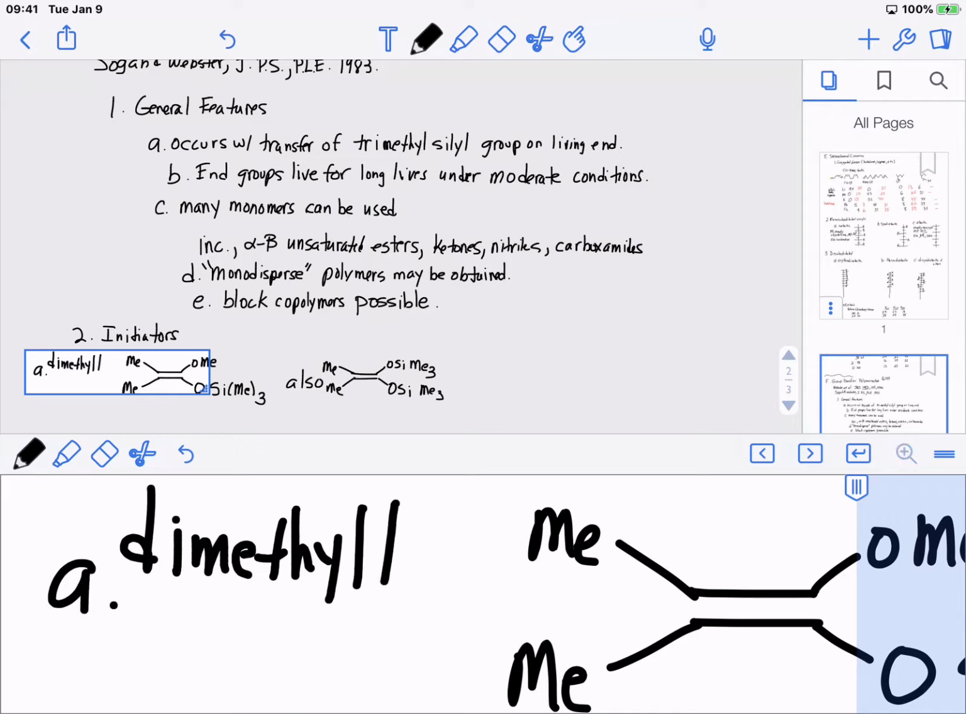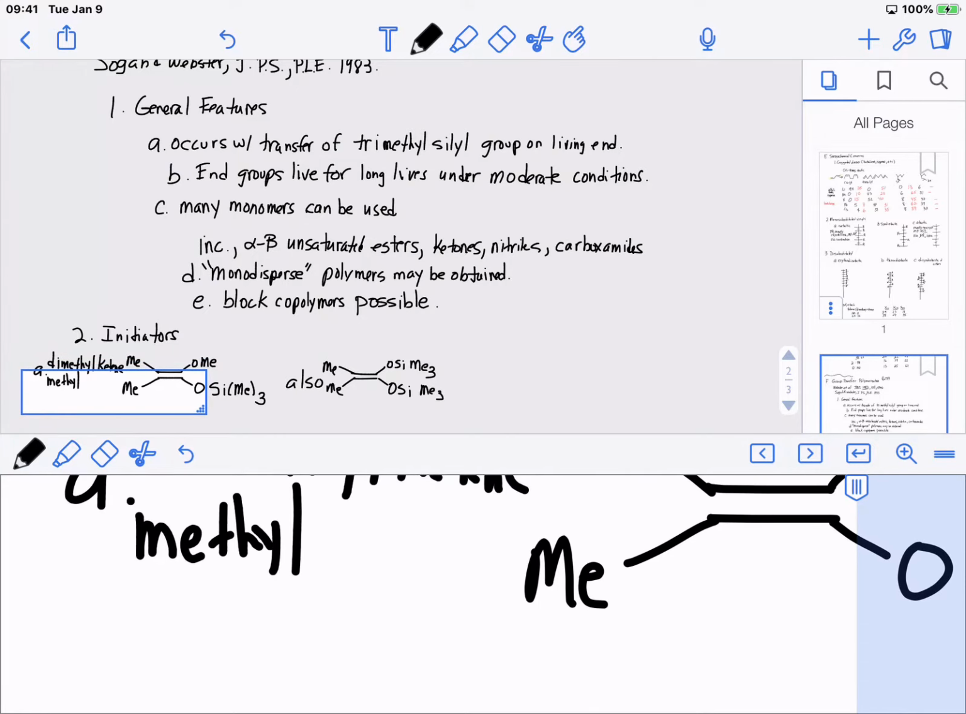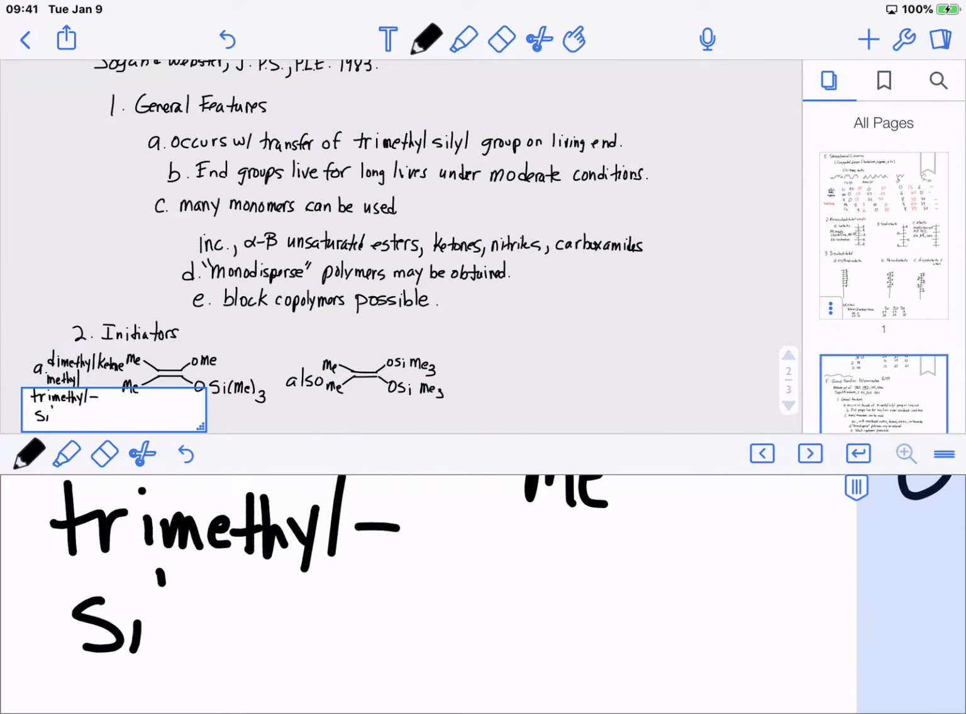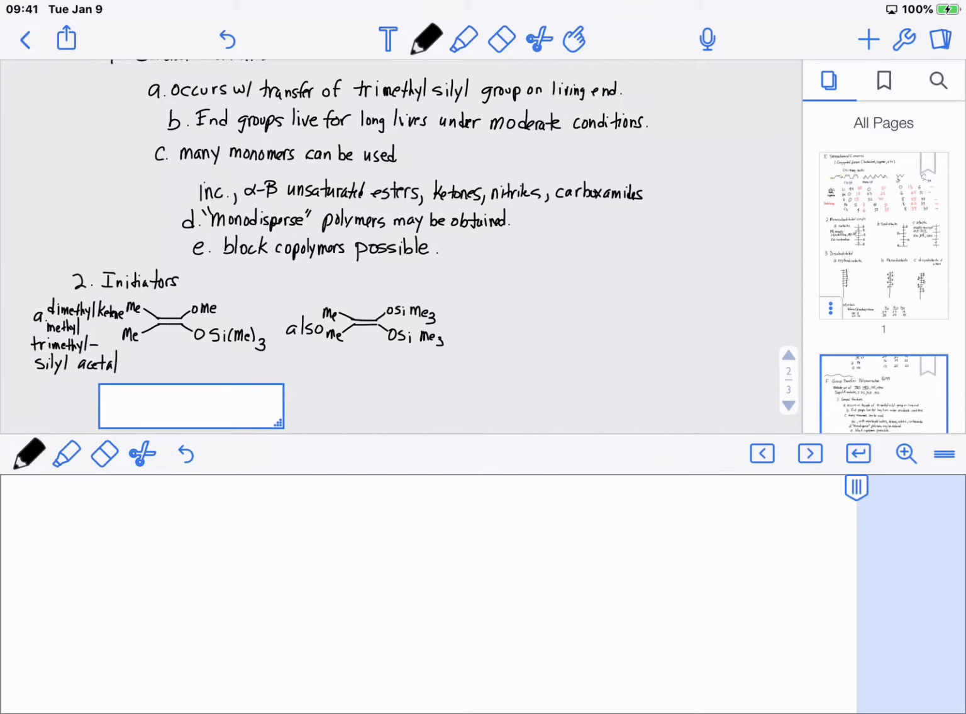Dimethyl ketene methyl trimethyl silyl acetal. Or so they tell me. You could tell me that name wrong and I probably wouldn't know the difference.